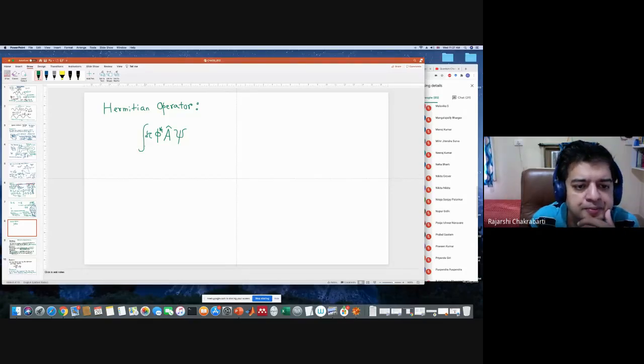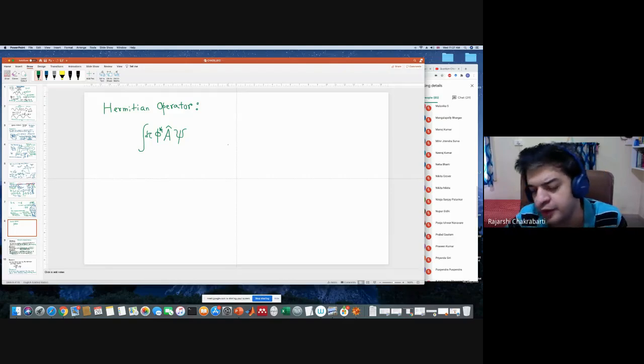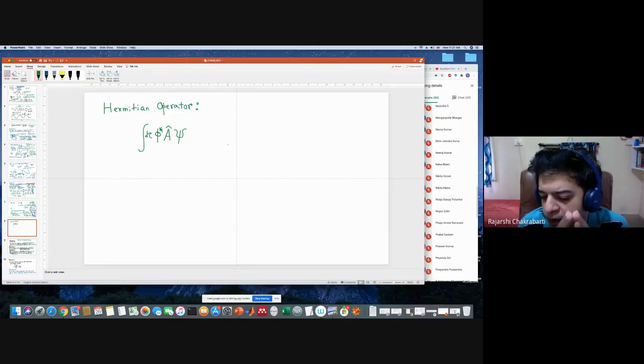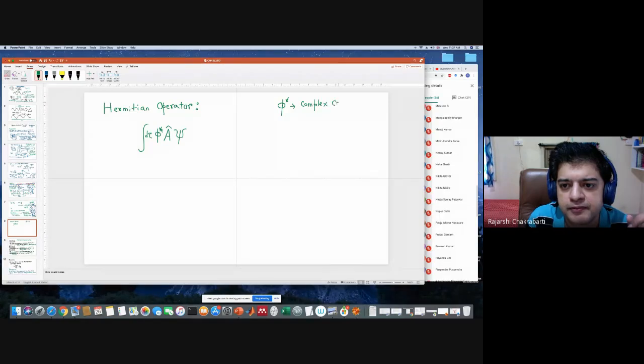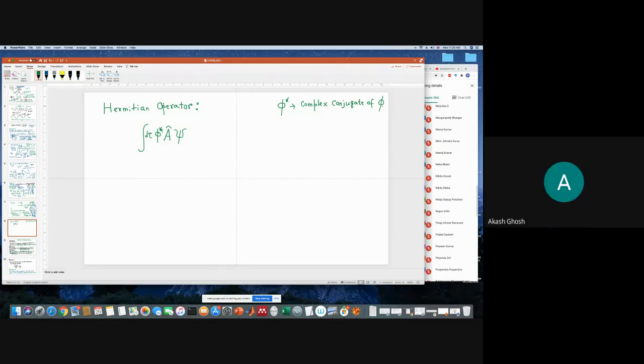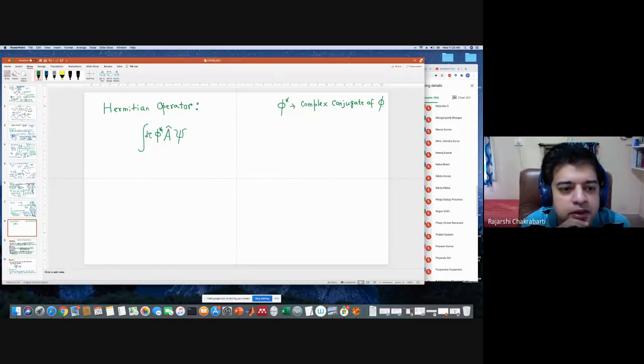And if you integrate this, what are you going to get? Tell me, any idea? Because you have an operator operating on a function, and then you multiply the whole thing with another function phi star, which is the complex conjugate of phi. Whenever I put a star on a function, it basically means the complex conjugate. Is this clear? Say yes. Okay, good. I cannot see you, so I am just guessing whether you are following.